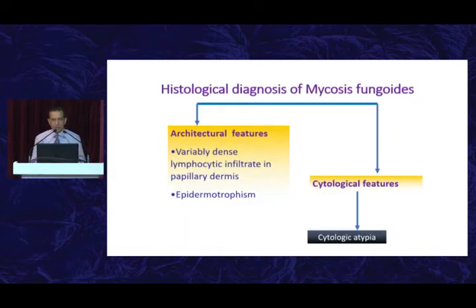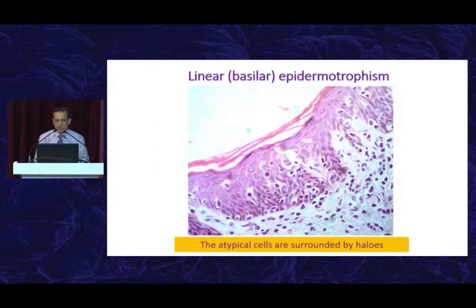Basically, there are 2 arms to the diagnosis. There are the architectural features. What are the architectural features? A variably dense lymphocytic infiltrate in the papillary dermis, but they don't stay in the dermis, they go up to the epidermis, and that is called epidermotropism. Now, epidermotropism or exocytosis can also occur in a lot of other skin diseases. But the clue here is that there is cytologic atypia as well. And so it's a combination of the architectural features and the cytologic features.